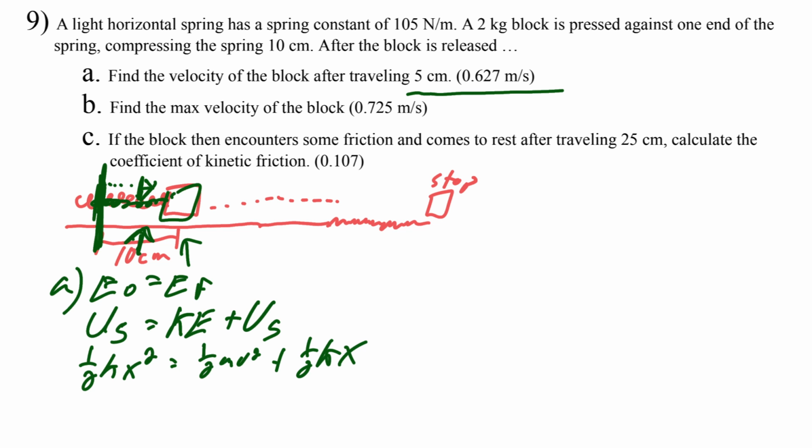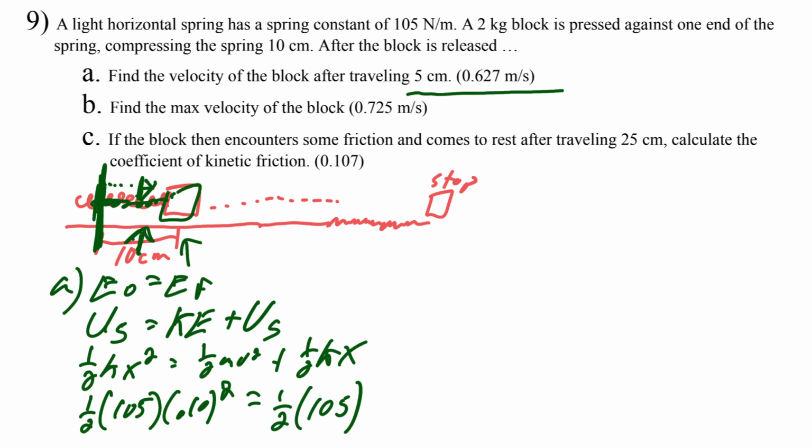And remember, the x's are different, right? So for example, this x, what was our k? 105. This x was 10 centimeters. Don't forget to convert, so 0.1. And then this x, I'm going to flip these if you don't mind. So this would be 105 times 1/2. This x would be 5 centimeters, so we'll put 0.05 squared. That's going to be plus the 1/2 mv squared. Okay, so let's do that out.